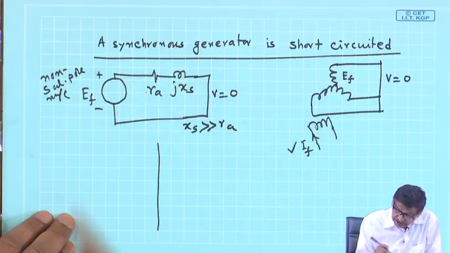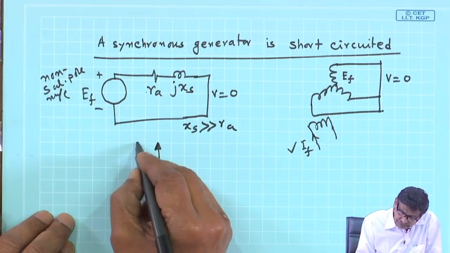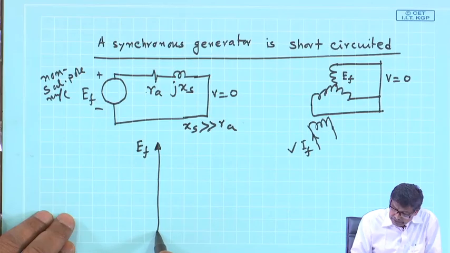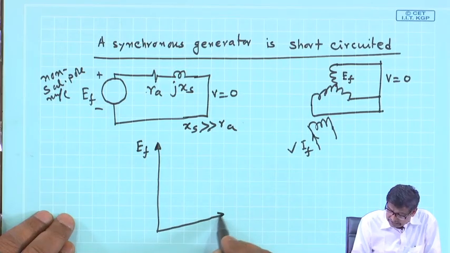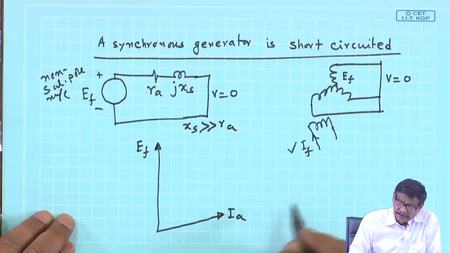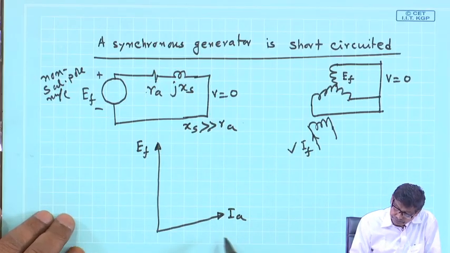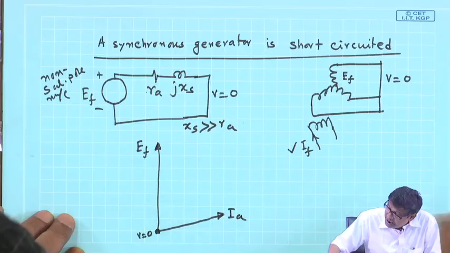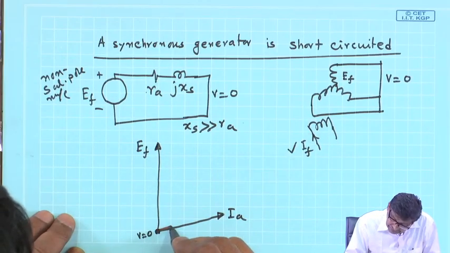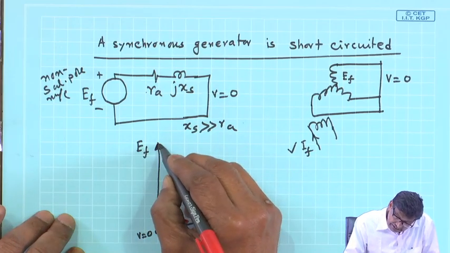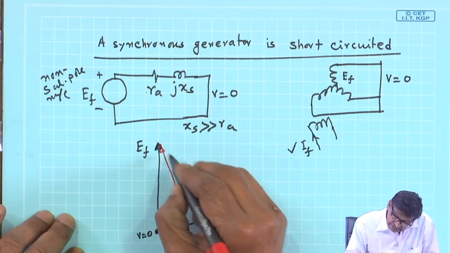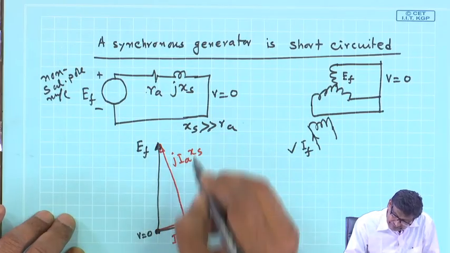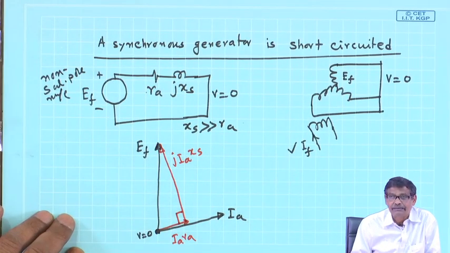So, the phasor diagram of this will be simple, and there is no question of d-q axis in case of non-salient pole machine. Therefore, if this is EF, the current IA will be lagging almost by 90 degrees, and V is equal to 0 here. So, in case of generator, you start from V, which is 0. Add to it IA RA and J IA XS, and this is 90 degrees.